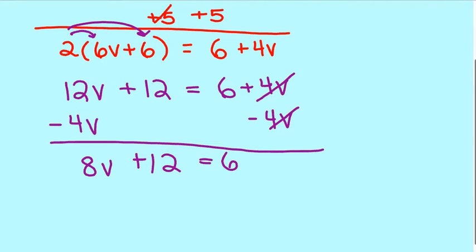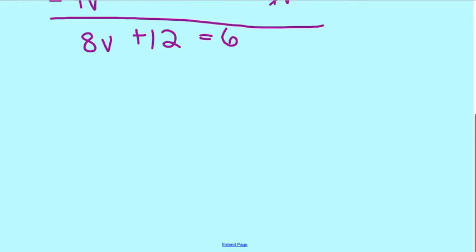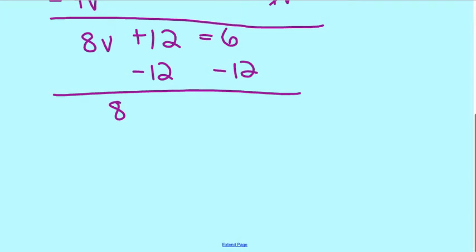All right, we're getting there. We're going to move on to subtracting 12 from both sides. So then our constants are on the same side of the equation. So the 12b and the negative 12 will cancel out. 6 minus 12 would be negative 6. All right, last step on undoing is dividing both sides by 8.